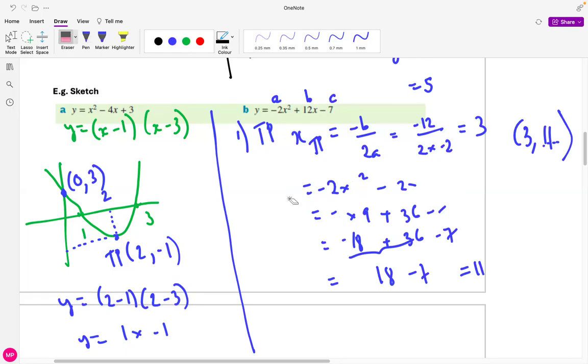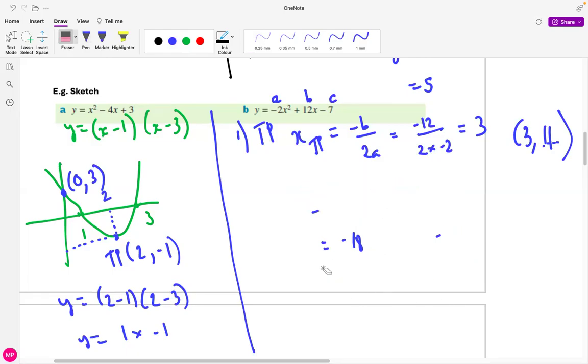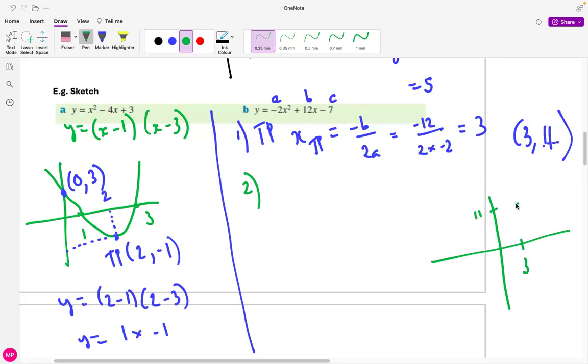Okay. Then after I do that, my next step is I'm going to find the x and the y-intercept. But so far, let's imagine how the shape looks. Think about I have 3 and 11 here as my turning point. And because the coefficient is negative, I know that it's going like this. So it cuts the x and the y-axis.